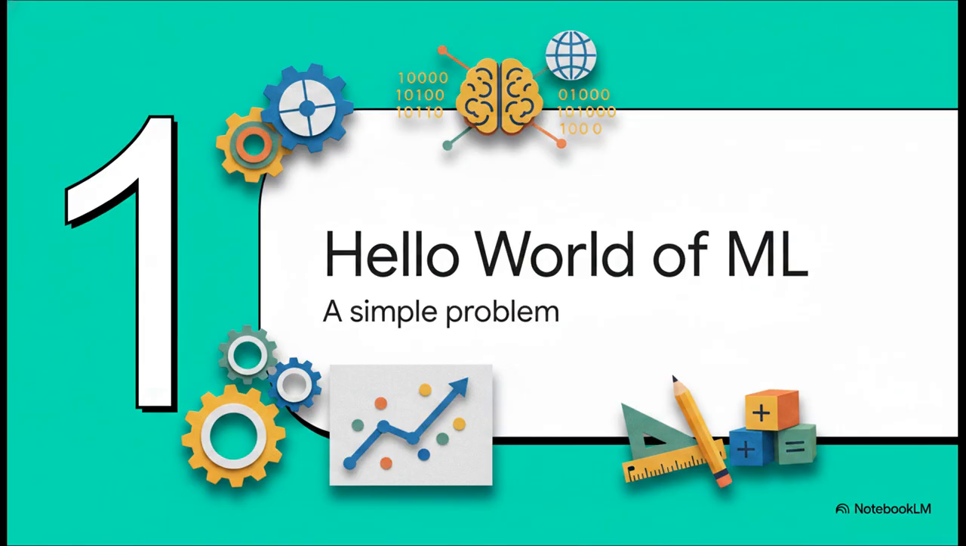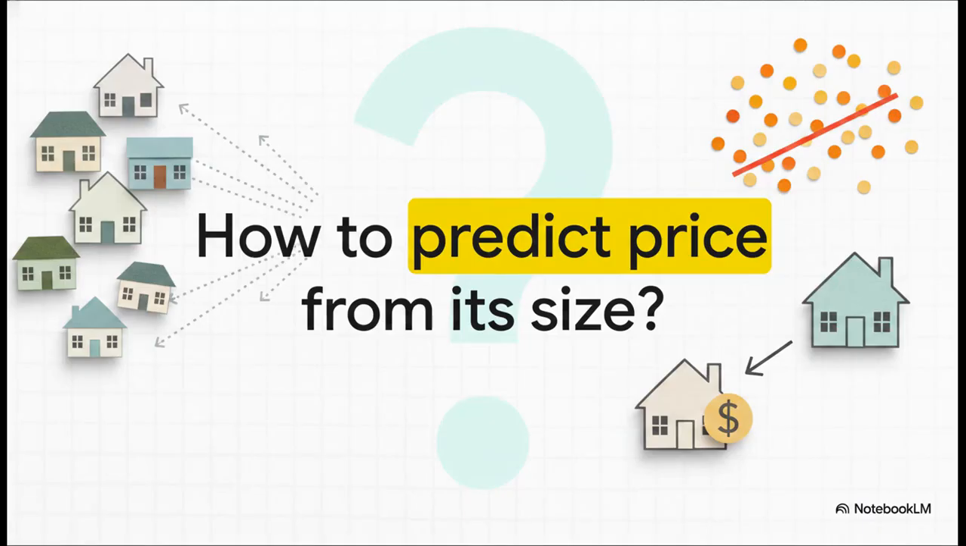Let's look at how we start with a really simple, relatable problem. So let's ground this in reality for a second. Imagine you're looking at a spreadsheet of real estate data. You've got a list of house sizes and their final sale prices. How do you predict the price of a brand new house based purely on its square footage? Now, sure, you could just eyeball it on a scatter plot and take a guess, but to actually automate this, we need a mathematical formula.